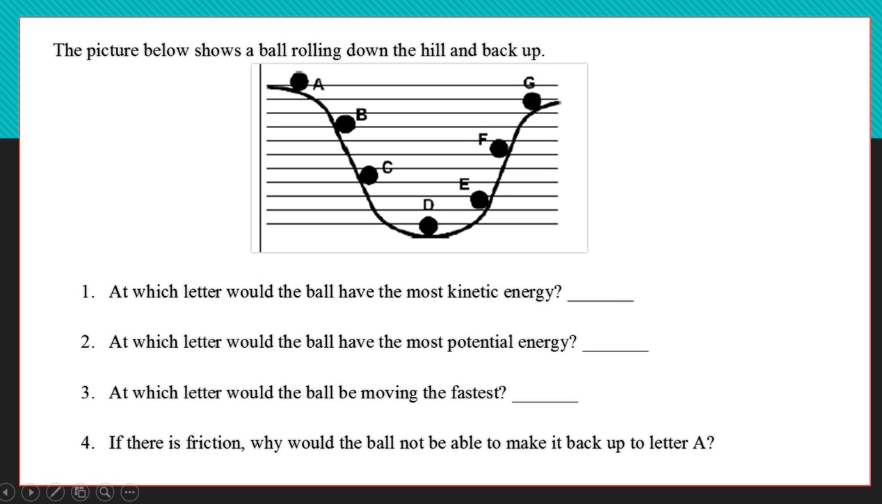So at number 2, at which letter would the ball have the most potential energy? That would be A, because the height is highest. When is it going to have the most kinetic? Well, it's going to have the most kinetic when there is basically no potential. And that would be at D.